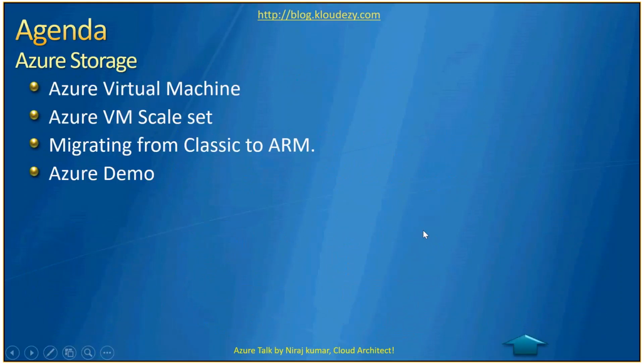So in today's agenda, we're going to talk about Azure Compute. So we'll talk about Azure virtual machines. Then we will get into Azure VM Scale Set. VM Scale Set is where you can build identical VMs. And then finally we will talk about how to migrate from Classic to ARM portal, the older version of the Azure portal that we have. If you have built any VMs and infrastructure in there, how do we migrate to ARM portal? And then finally we will have a demo for all these sessions.